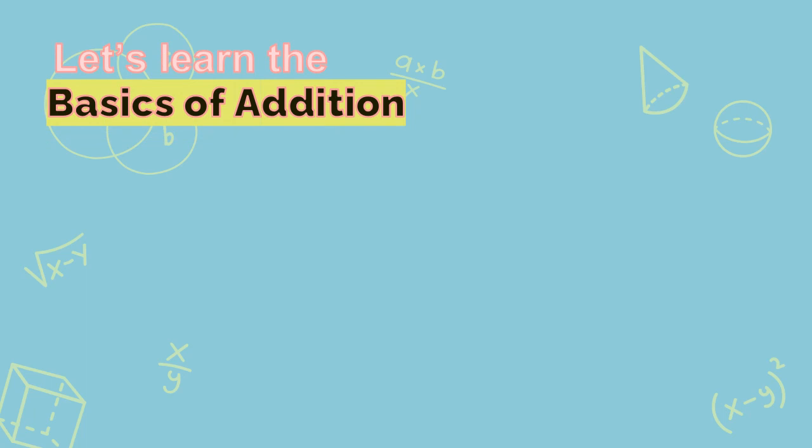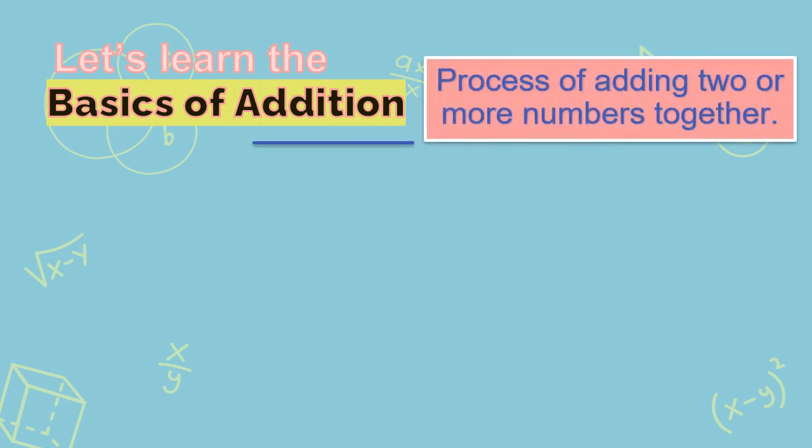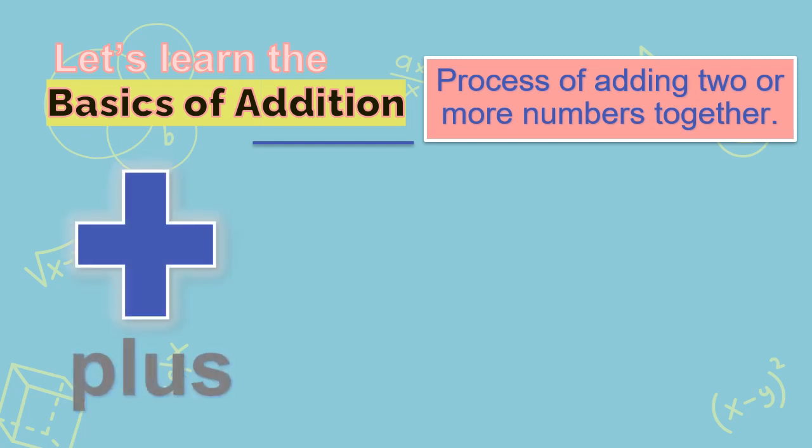What is addition? Addition is the process of adding two or more numbers together. This is the sign used for addition. This is called plus. Say the word plus. Plus. Now look at the numbers here.